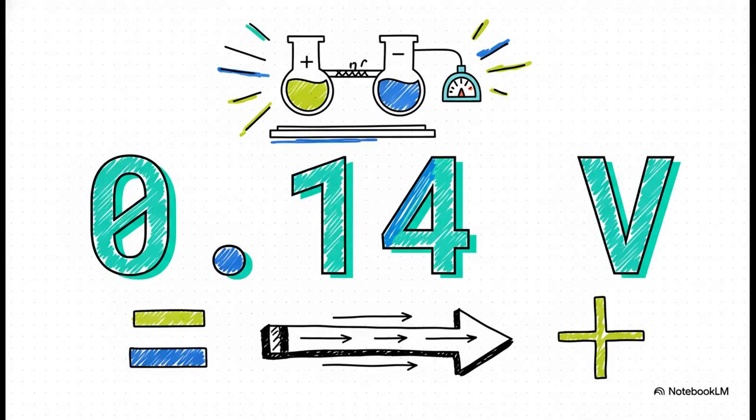So what kind of power are we getting out of this thing? To find the voltage, or the standard cell potential, all you do is subtract the anode's potential from the cathode's. We get 0.14 volts. Now the number itself isn't the most important part. What's crucial is that it's positive. A positive voltage means the reaction will happen all by itself. It's spontaneous. It's a green light.